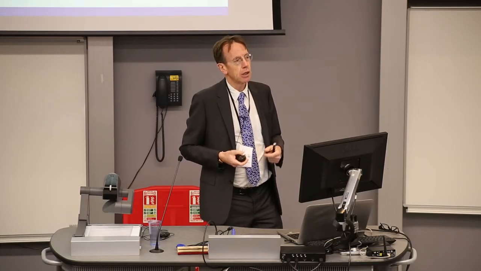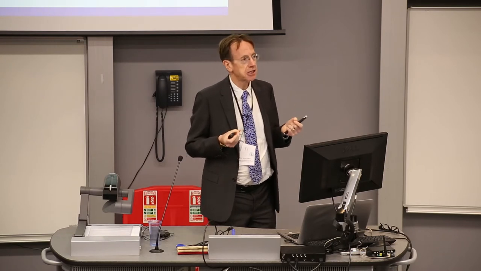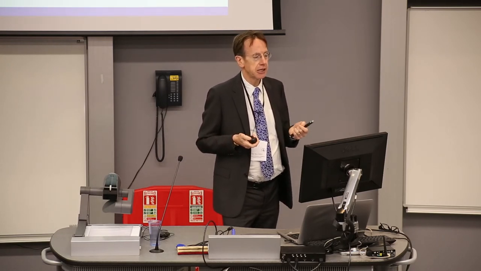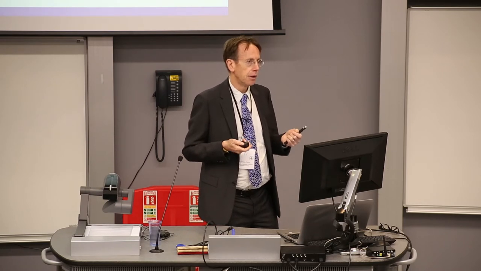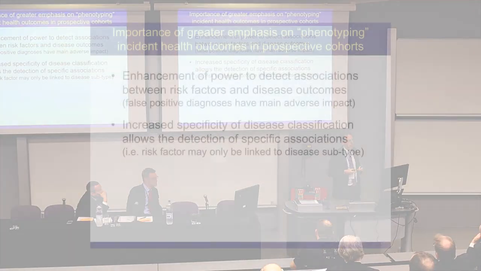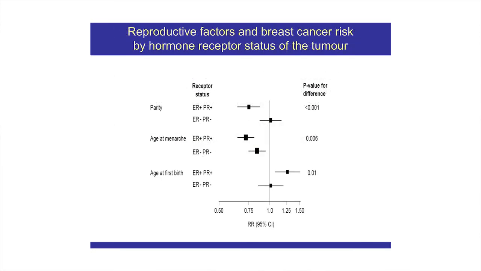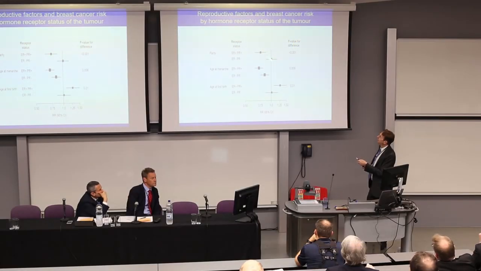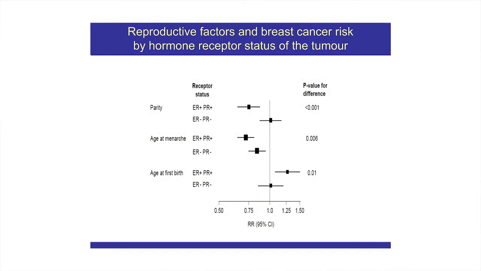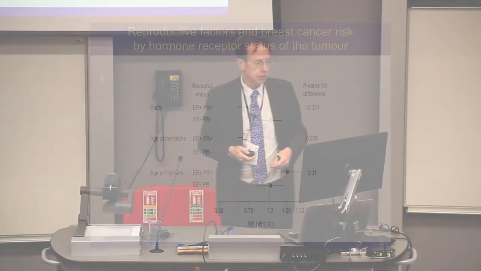Why might it matter? Well, you enhance the power to detect associations if you have more precise and more specific phenotyping of the outcomes. Here's an example, breast cancer. If you look at reproductive measures, there are very different associations between tumors that have hormones on the tumor versus those that don't. If you couldn't subdivide these, then you wouldn't be able to see that clear distinction.